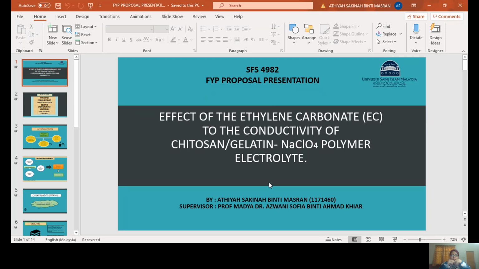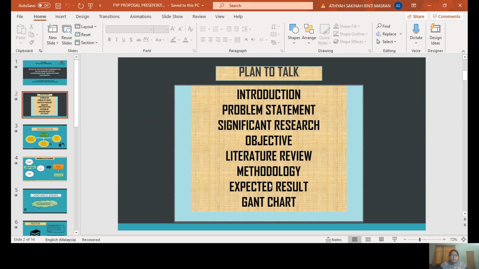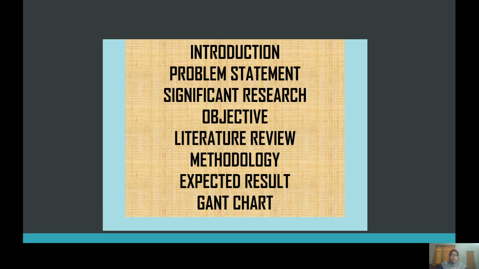My proposal title is Effect of the Ethylene Carbonate EC to the Conductivity of Chitosan Gelatin Doped by Sodium Perchlorate Polymer Electrolyte. This is my planned talk. I will talk about introduction, problem statement, significance of research, objective, literature review, methodology, expected result, and Gantt chart.